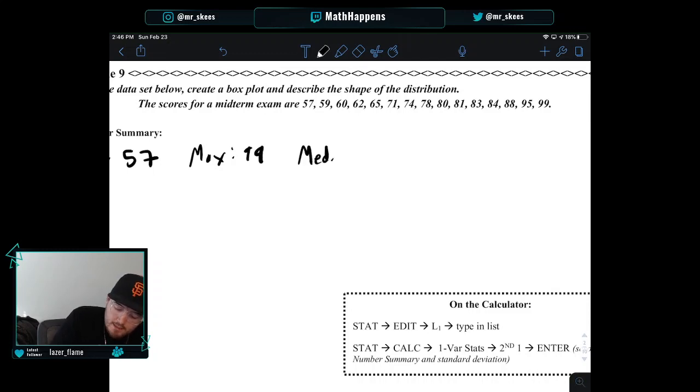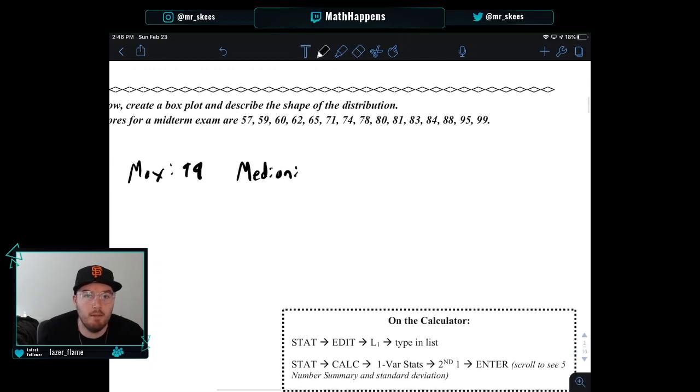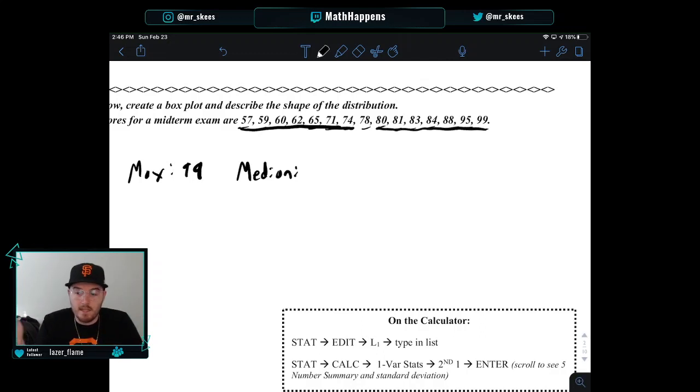And the median, hopefully you know what median means. If not, it means the middle number. When you look at all of our data, there's 1, 2, 3, 4, 5, 6, 7, 8, 9, 10, 11, 12, 13, 14, 15. So the middle number has 7 on each side: 1, 2, 3, 4, 5, 6, 7 over here, and 1, 2, 3, 4, 5, 6, 7 over here. So the number that's in the middle is 78.